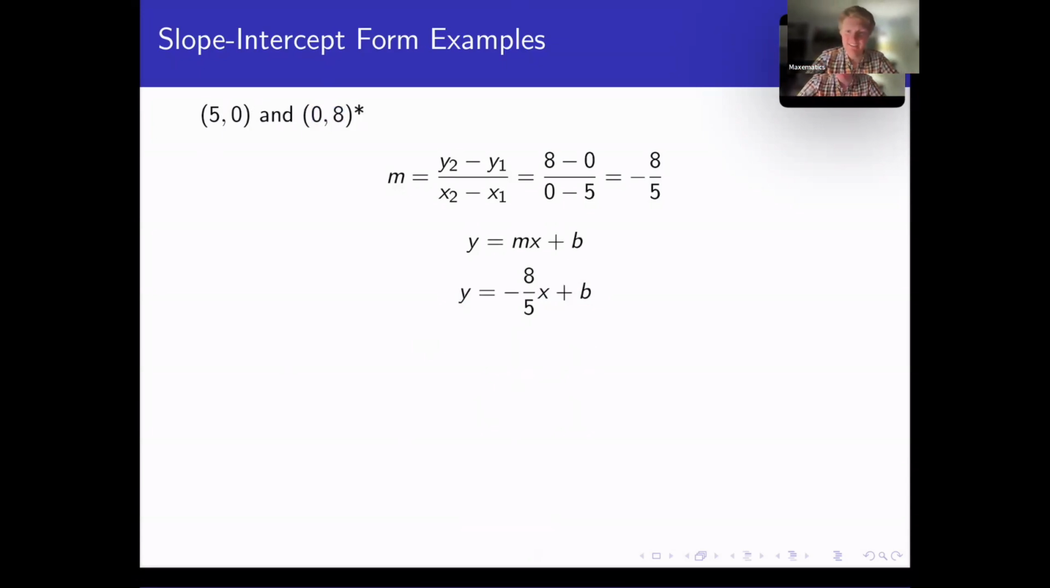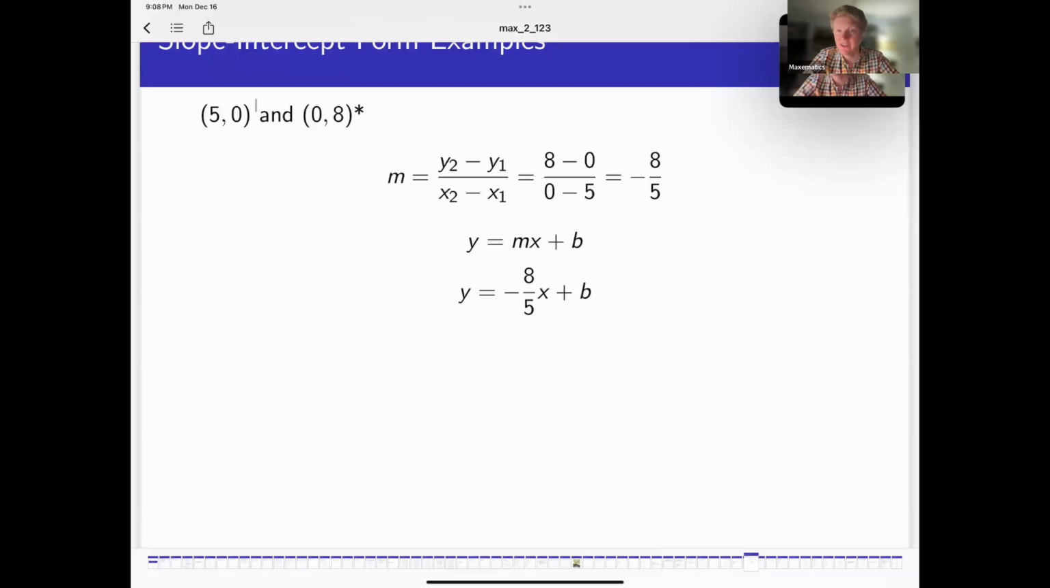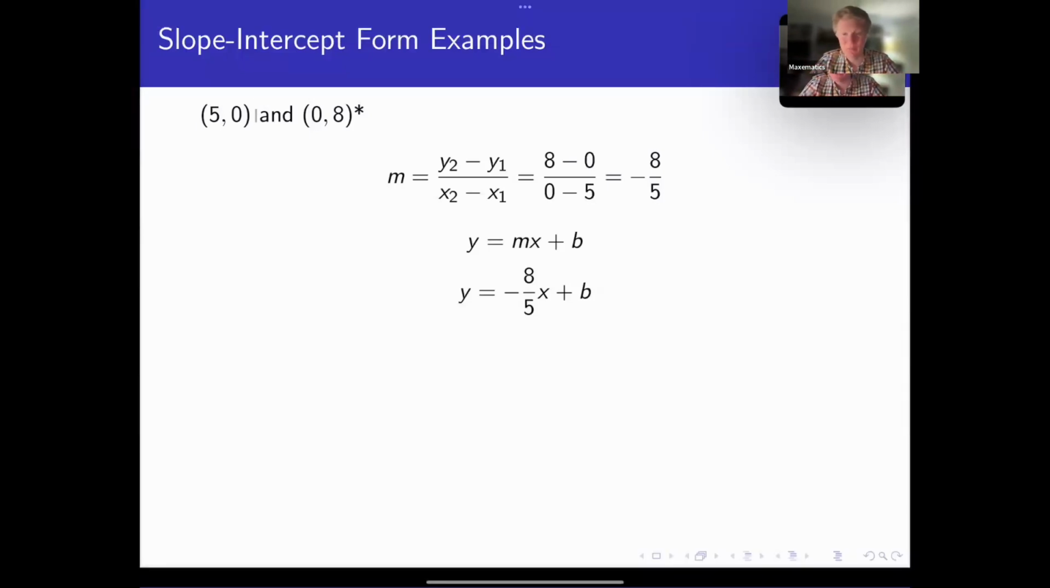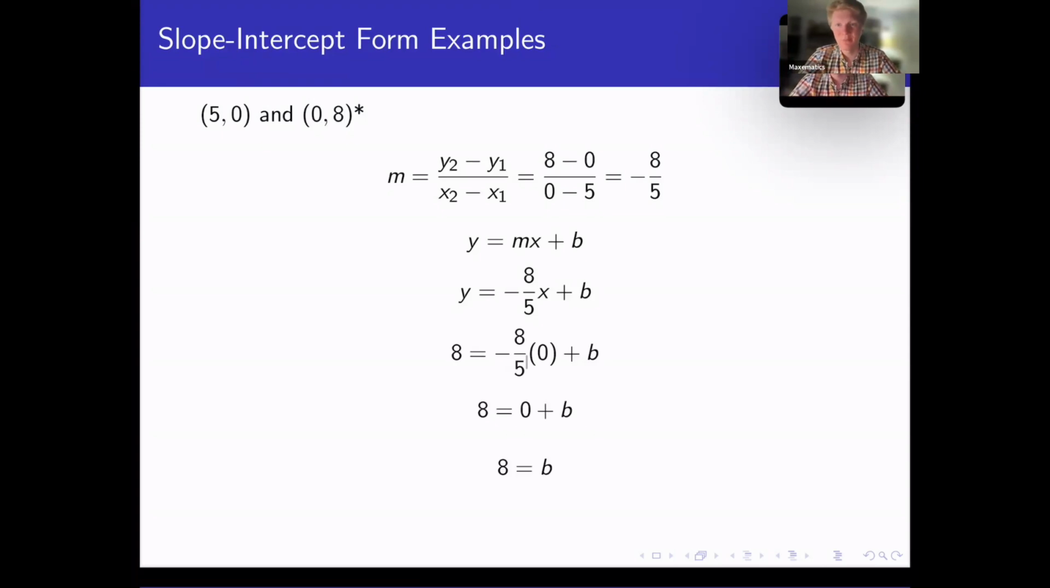Well, let's do the exact same thing, but this time we're going to use 0, 8, just to show you that it doesn't matter what point we plug in. So now let's plug in 0 for x and 8 for y. All right, well, negative 8/5 times 0 is just 0. Oh, look at that. b is 8. So if you do this correctly, it doesn't matter what point you plug in, you should get the exact same answer for slope-intercept form.